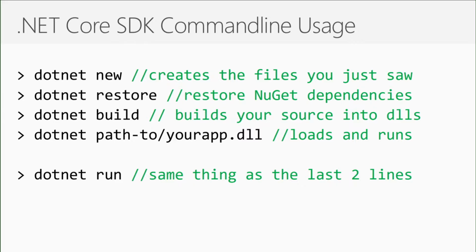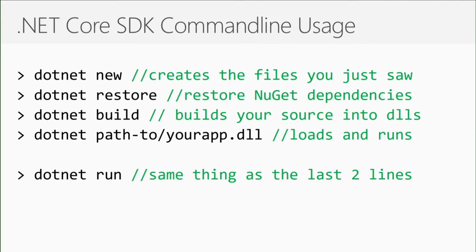Okay, so let's look at the command line usage in the .NET Core SDK. As I said before, we have this kind of unifying tool across everything. It's called .NET, as you can see. There's more commands than this, but I thought we would just take a quick run through the ones you would use every single day. So .NET New actually creates the files you just saw. When you type that, you get some starter files that are runnable and that you can edit in a text editor, and you're kind of off to the races from there.